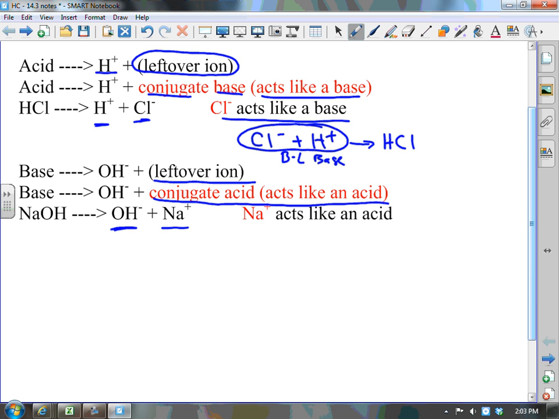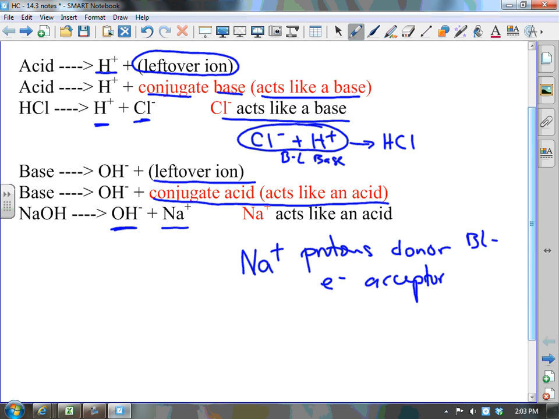Now, the sodium ion can act like an acid. You look at it and say, wait a second, how can it act like an acid? It doesn't have H's, so it can't be an acid. It doesn't have hydroxide, so it can't be a base. No, but what it does have are protons. So what does that mean? It can be a proton donor. Also, it can be an electron acceptor. That's a Bronsted-Lowry acid, and that's a Lewis acid by definition back in section 2.